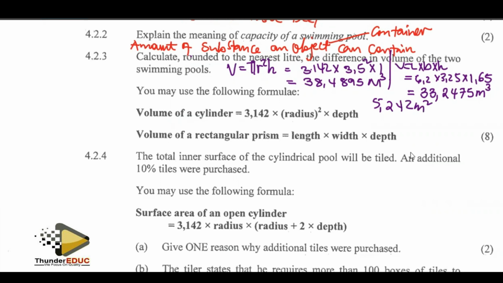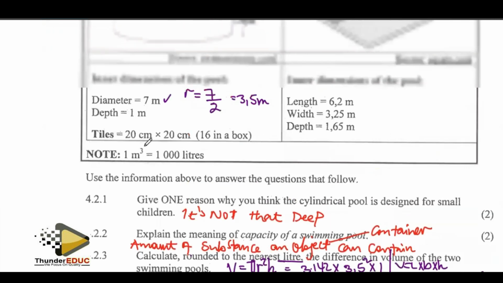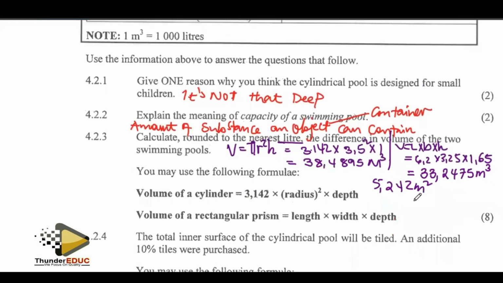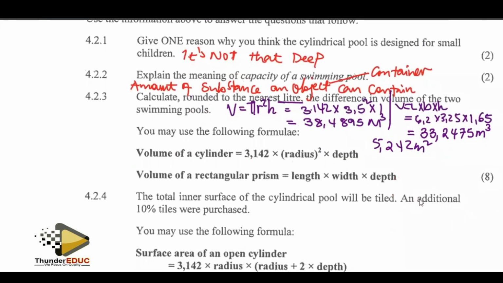But the question wants you to round to the nearest liters. And they have told you that 1 meter cubed is 1,000 liters. So let's multiply by 1,000. The answer becomes 5,242 liters.